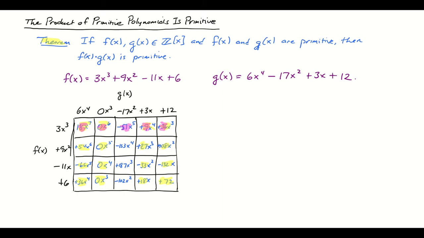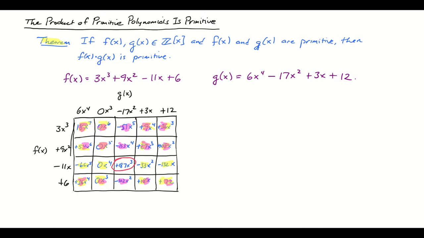9x squared is divisible by 3. So everything in this row, boom, boom, boom, boom, boom. Negative 11 is not, so we'll skip that, but plus 6 is divisible by 3, so these are all divisible. And now, take a look at this. I have only one coefficient left that was not divisible by 3. Not only did I not rule it out, but if I look at negative 11 times negative 17, neither one of those is divisible by 3. So I know their product won't be divisible by 3.